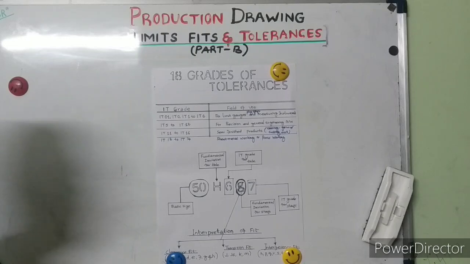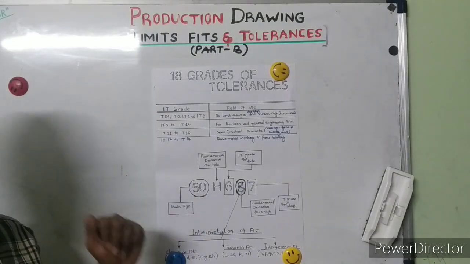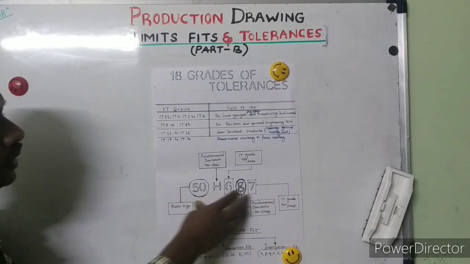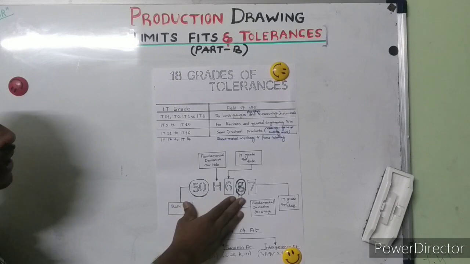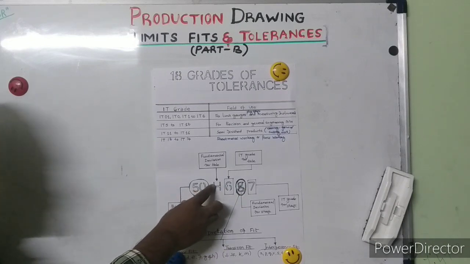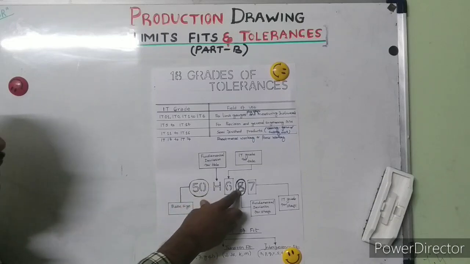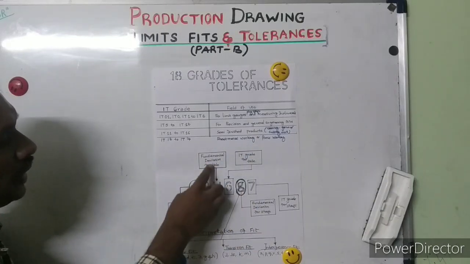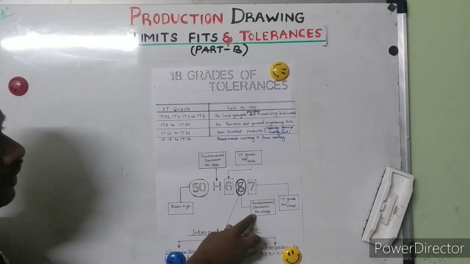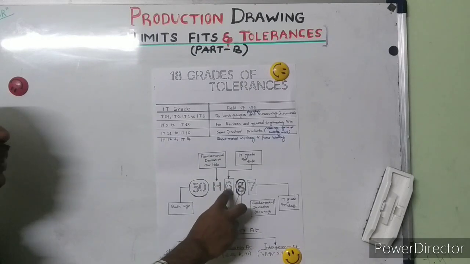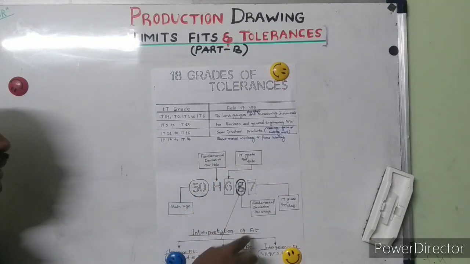We studied what the limits, fits and tolerances are, and how they are designated in the numericals in the drawing. It will be designated as 50 H6 G7. So what is the 50, what is the H, what is the G? As I just told, 50 is the basic size, and the capital letter H indicates the hole, and the small letter G indicates the shaft. These letters indicate the fundamental deviation of the shaft and of the hole, and the numbers indicate the IT grades of the hole and the IT grades of the shaft.